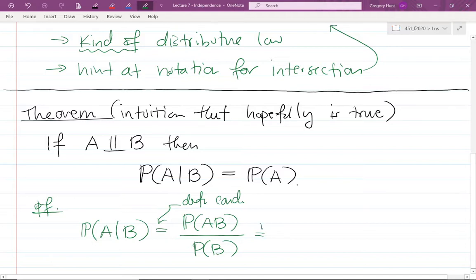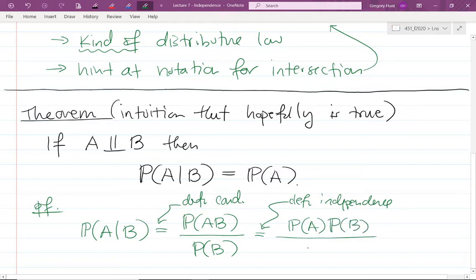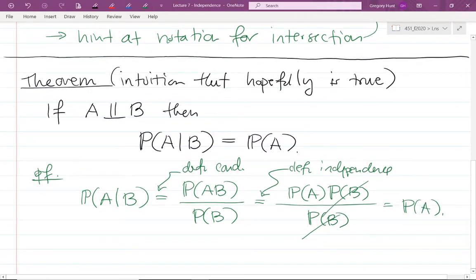And then we are going to apply our definition of independence. If A and B are independent, we can surely write the probability of A intersect B as the product, P(A) P(B). Of course, we still have our P(B) in the denominator. Those cancel, and we get the probability of A. So we get the result we want, and it's a nice little one-liner proof, which is what we like in this course.